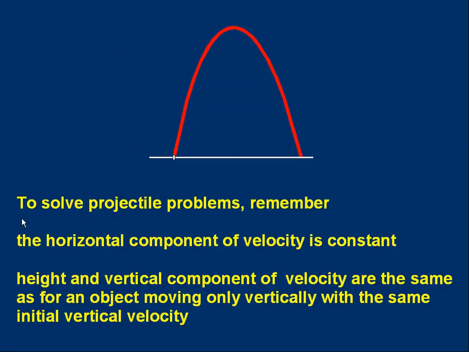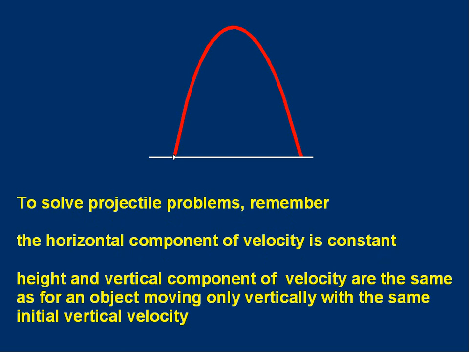Let's summarize these points that we've just covered. There's a projectile's trajectory, and whenever we want to solve projectile problems, two very important things you have to remember are the horizontal component of velocity is constant. That's because there's no force in the horizontal direction, so the velocity stays constant. No force means no acceleration, assuming no air resistance.